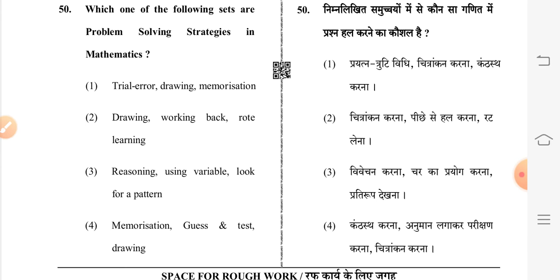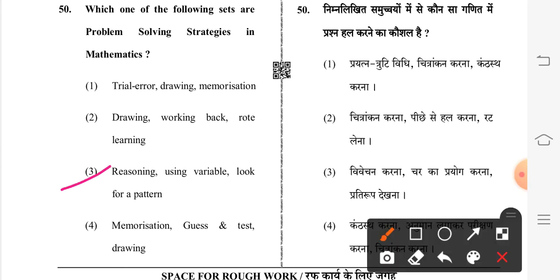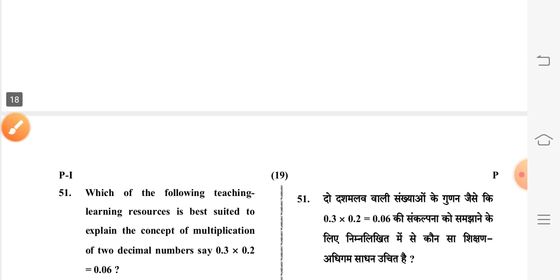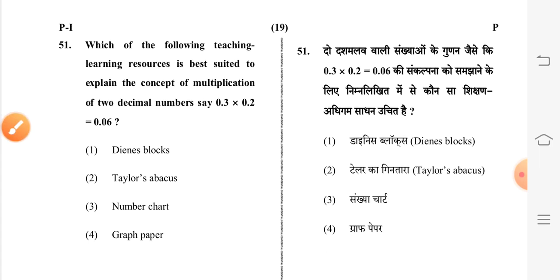Third option is correct. Reasoning, using verbal, look for a pattern. Question number 51. Which of the following teaching learning resources is best suited to explain the concept of multiplication of two decimal numbers? Saying 0.3 into 0.2 is equals to 0.06. Fourth option is correct. Graph paper.